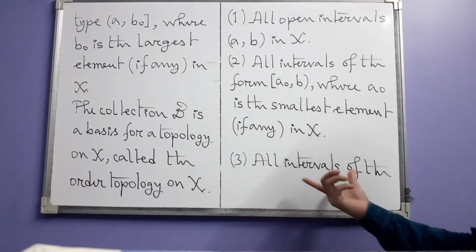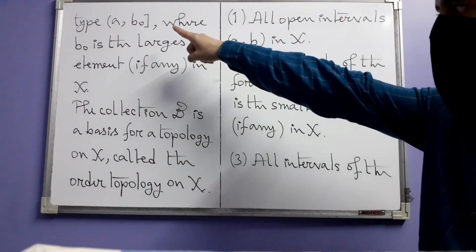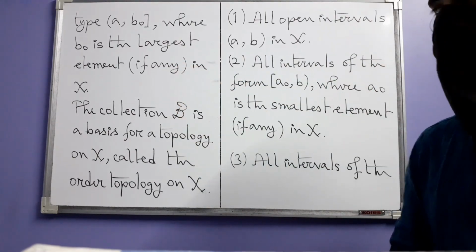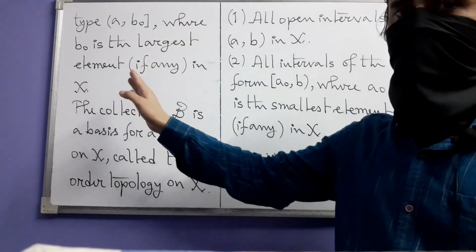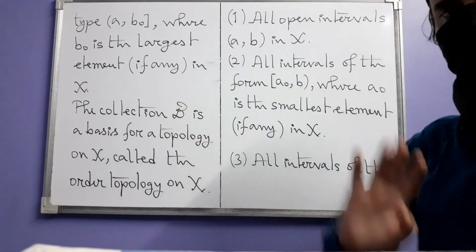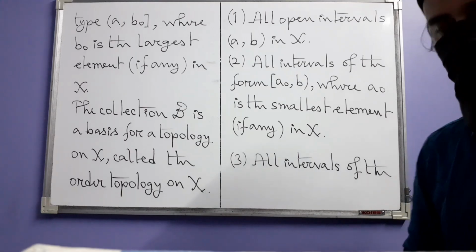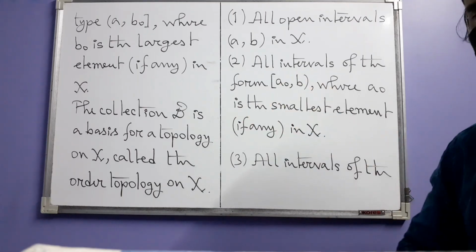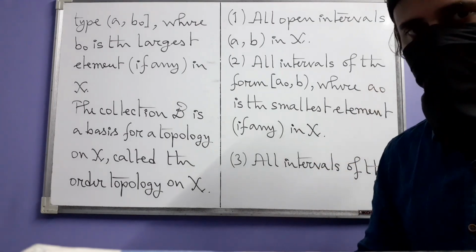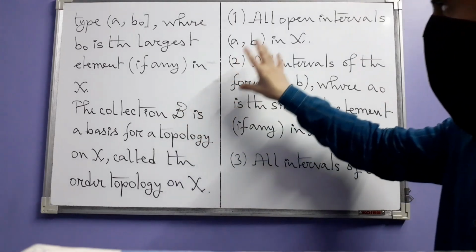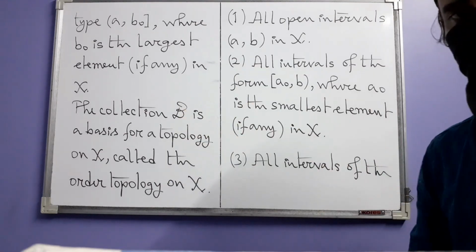As an ordered set, X may not have a largest element. If X does not have a largest element, then intervals of that type will be missing from this collection B. Otherwise, if there really is a largest element B naught in X, then all possible intervals of this third type will be there inside B. Similarly, if X as an ordered set does not have a smallest element, then no interval of this type will belong to B, otherwise all of them will be in B. In particular, if X has neither a smallest nor a largest element, then the collection B will be simply consisting of all the open intervals. That's the entire thing about this collection B.